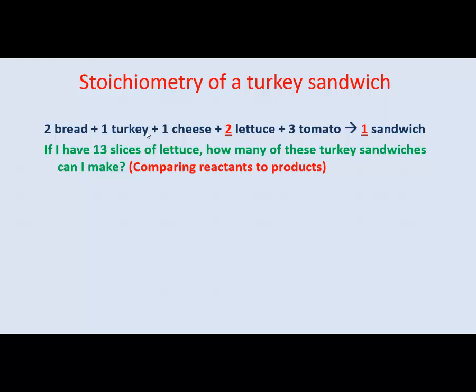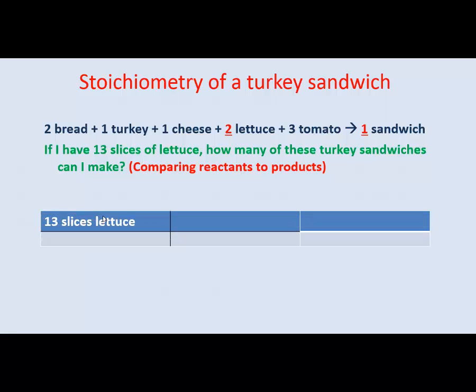Let's say I'm interested in how many sandwiches I can make if my lettuce is going to run out first. So I have 13 slices of lettuce left, plenty of all the other ingredients, but I'd like to know how many turkey sandwiches I can make maximum by the time I run out of lettuce. So if I have 13 slices of lettuce, then I can look at the stoichiometric ratio for my coefficients of 2 slices of lettuce for every 1 sandwich to predict how many sandwiches I could make. So I'm going to divide by the slices of lettuce. So 2 slices of lettuce in my coefficient here. So I take 13 slices of lettuce that I had to begin with, but it takes 2 slices of lettuce for every 1 sandwich that we produce.